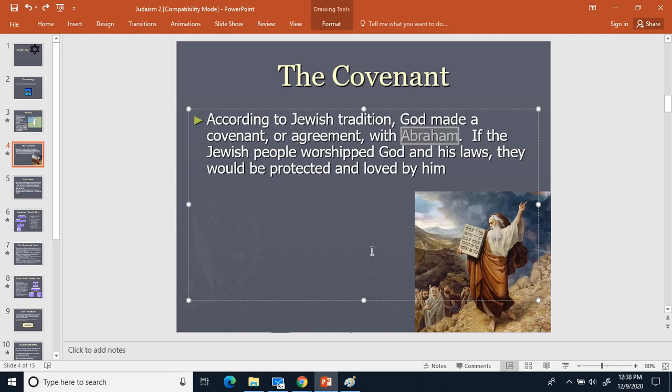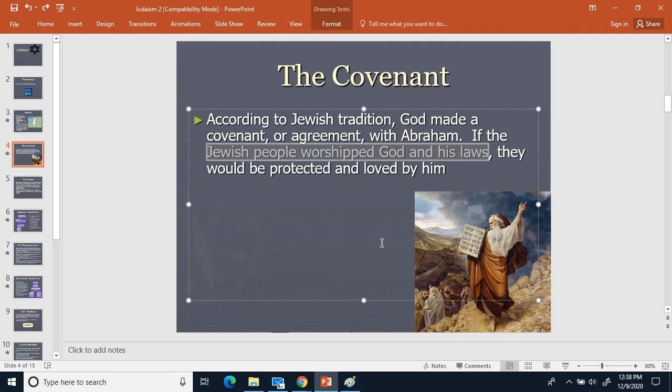What does the special agreement say? Well, the special agreement says if the Jewish people worshiped God and his laws, they would be protected and loved by him. Okay, so that's what the covenant says. Go ahead and make a 3, and we're going to write down Jewish people worship God and his laws.